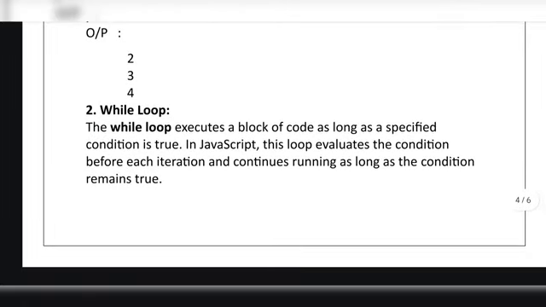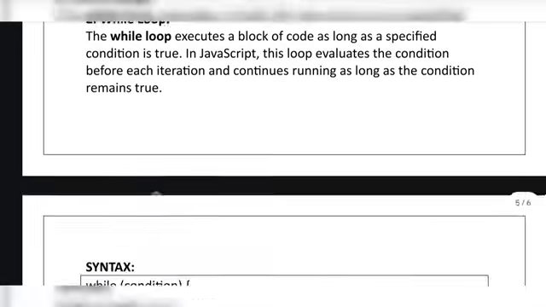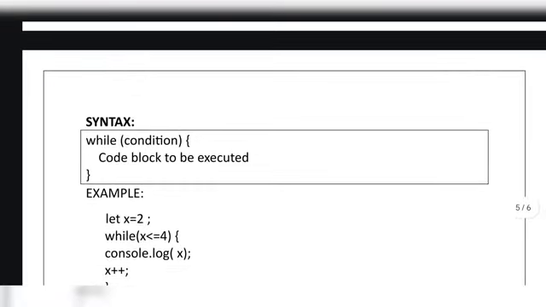The next is the while loop. The while loop executes a block of code as long as a specified condition is true. In JavaScript, this loop evaluates the condition before each iteration and continues running as long as the condition remains true. The syntax for the while loop is: while (condition) { code block to be executed }.